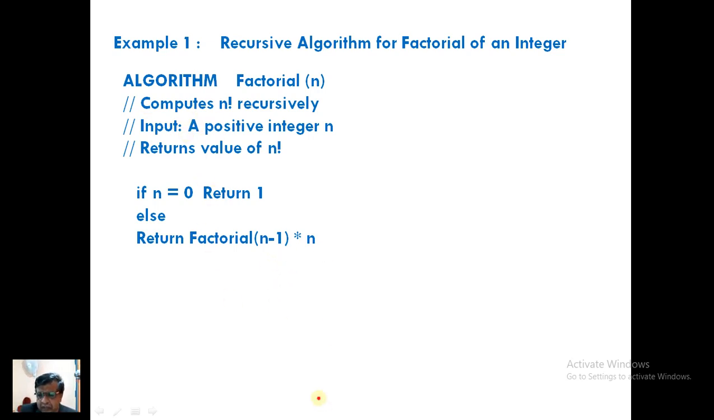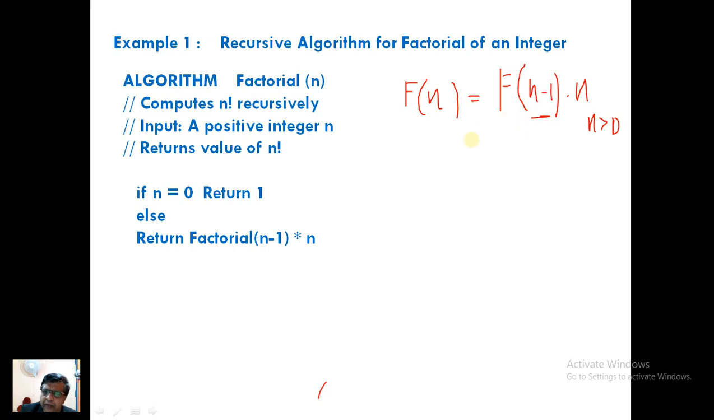The factorial of an integer n can be expressed as a function f of n, which equals f of n minus 1 times n. This holds for all n values greater than 0, because factorial of 0 is 1. Therefore, recursive functions are expressed in terms of the same function at a different input point.